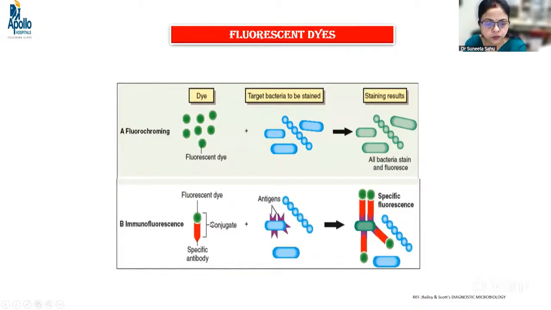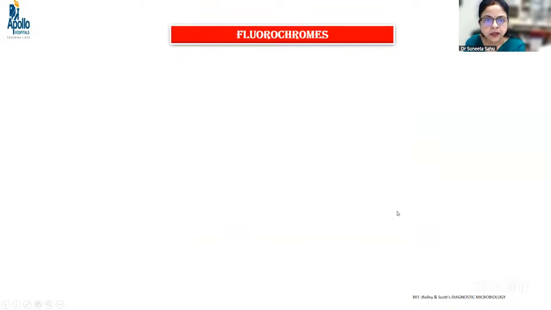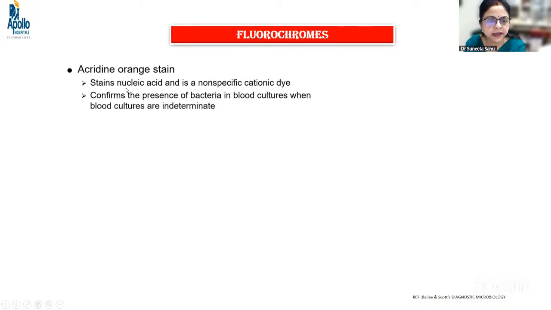Now, in immunofluorescence, the fluorescent dye is conjugated with a specific antibody. The antigens are present in the microorganisms, and when the fluorescent dye with the specific antibody combines with the antigens, there is immunofluorescence, and that is visible in the microscope. Now, the fluorochrome used is acridine orange stain, which stains the nucleic acid and is a non-specific cationic dye.